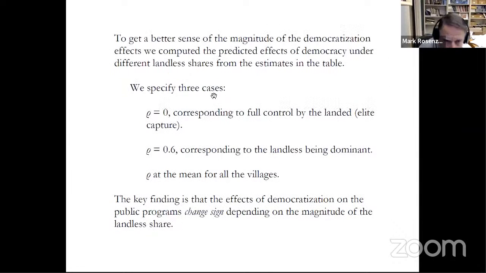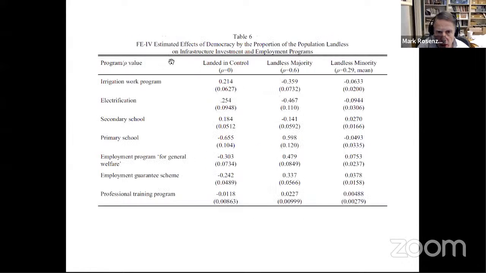All right, so let's look at the simulations for the three cases. Rho is 0, rho is 0.6, rho is at the mean. Okay, so we have landed in control. What is the effect of democratization? We find that democratization increases the probability of an irrigation work program by 0.2, increases electrification by 0.25, secondary schools by 0.18, and reduces the probability that there are employment programs. So that's what happens when we shift from autocracy, when we have landed in control, or if there's elite capture of democratization.